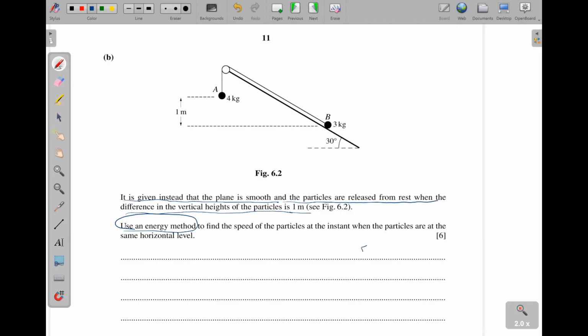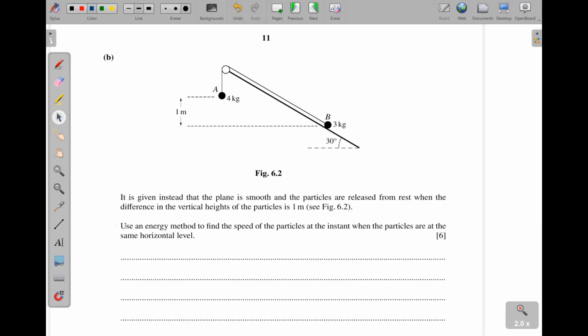Remember, we can also use F equals ma, then after we use v squared equals u squared plus 2as. We use this to help us find the acceleration, and then after we substitute it here, we get what we are looking for, the speed of that particle. But now we are going to use the energy method.